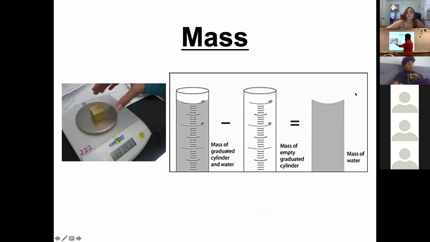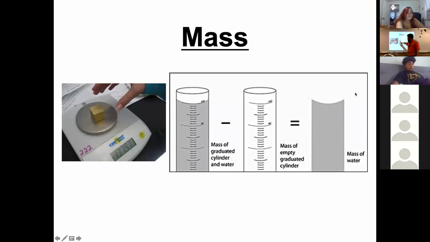Mass for a solid object is often really, really easy. We just put it on the scale, that's that. Sometimes you might want to take the mass of a liquid. That becomes a lot harder. I can't pour a liquid on this scale, right? It would just go everywhere. So we have another way to take care of that.